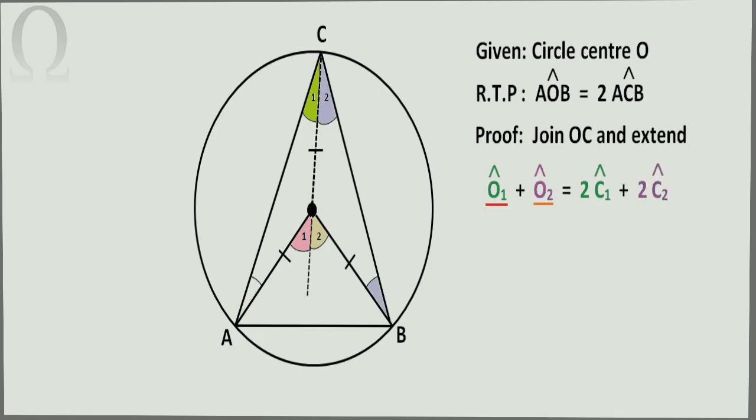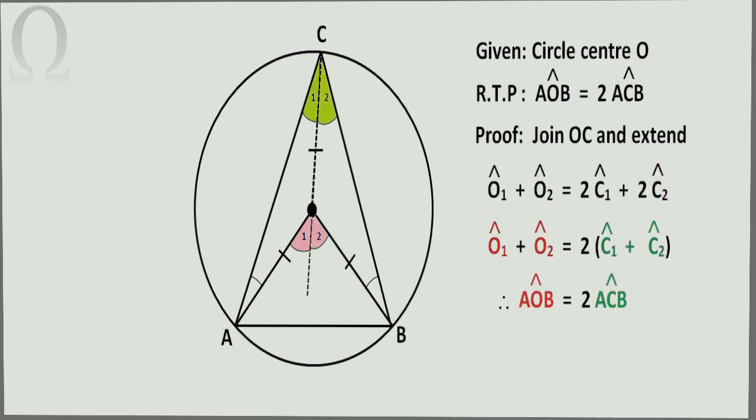Taking out a common factor of 2, we get angle O1 plus angle O2 equals twice angle C1 plus angle C2. Angle O1, together with angle O2, form angle AOB. Likewise, collectively, angle C1 and angle C2 form angle ACB. Therefore, angle AOB equals twice angle ACB.